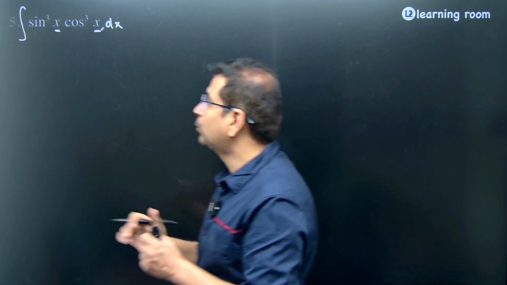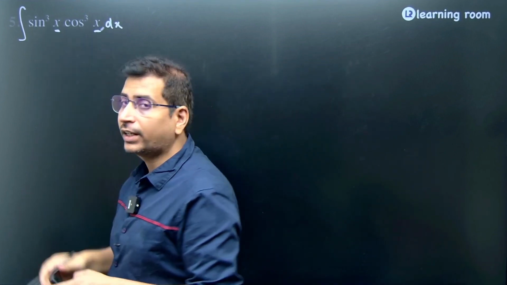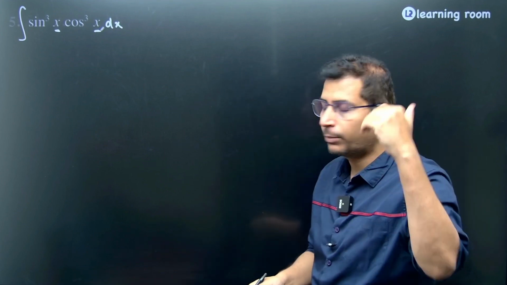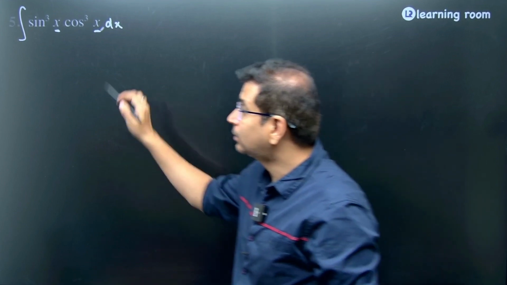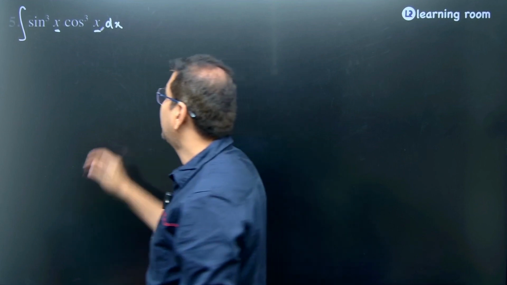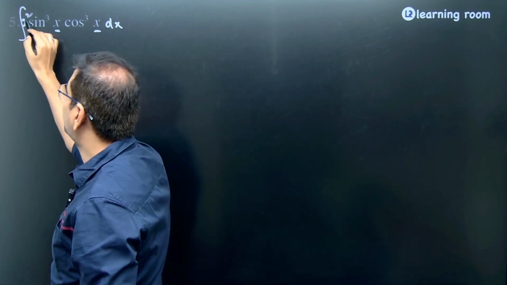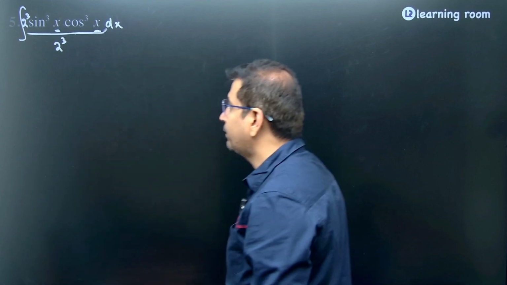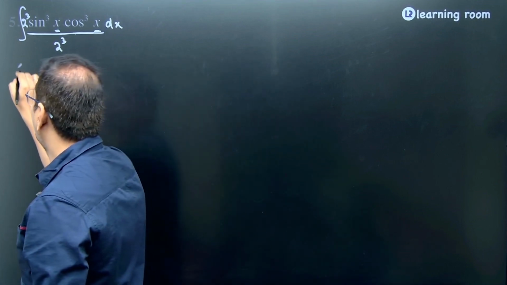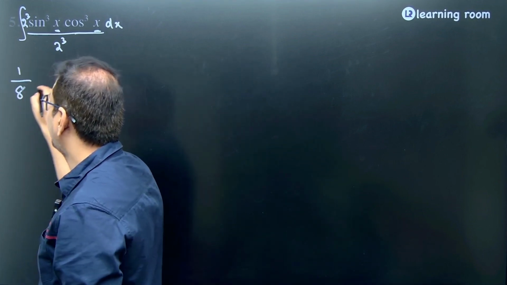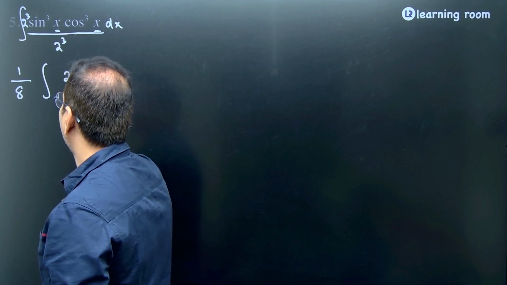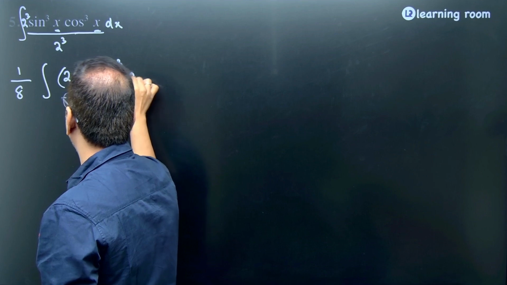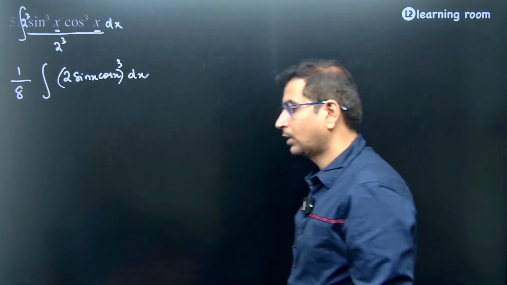So for that, what you need to do is, if it was only sine x into cos x, I would have multiplied with 2 and divided with 2. If it was sine square into cos square, I multiply with 4 and divide with 4. Since it is sine cube, cos cube, you need to multiply with 2 cube and divide it with 2 cube, right? So having said this, 1 divided by 8 I can take out into integral of, can I write this as 2 sin x into cos x the whole cube times dx, right?